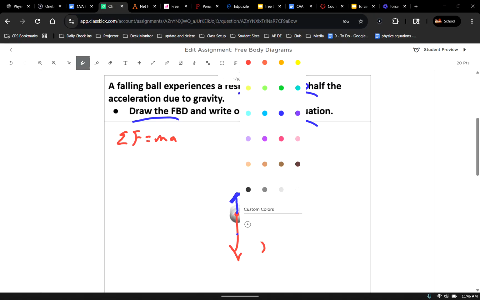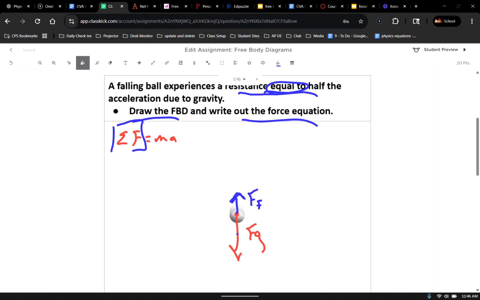You have to be able to write out what is sigma F, what is M, and what is A. Now these ones aren't going to have any numbers. We're going to save that for a little bit later. But sigma F is the sum of all the forces.